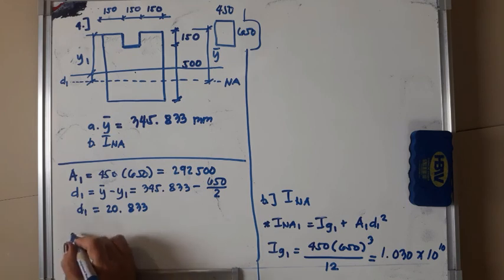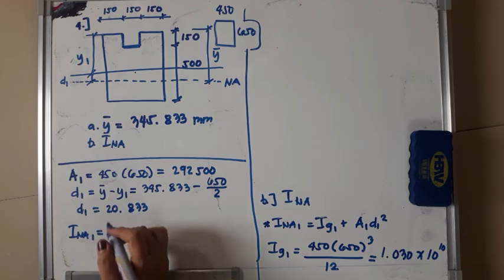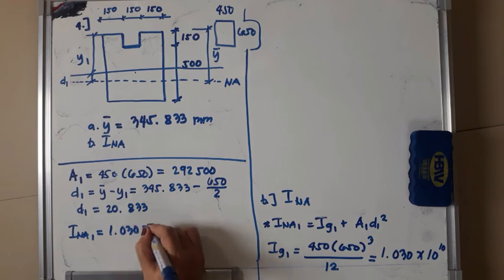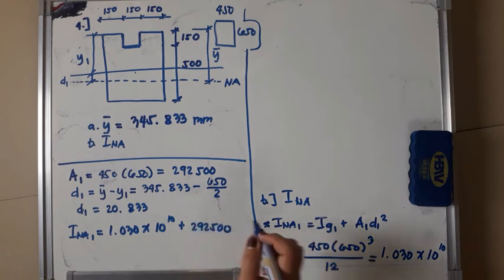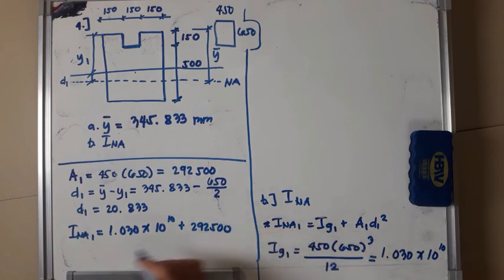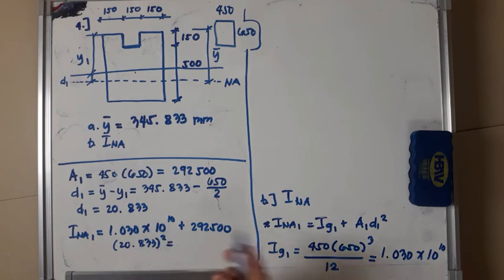Now we can solve for I and A1. So this is IG1 plus AD squared. So 292,500 times 20.833 squared. So this is equal to 1.043 times 10 raised to 10 mm4.